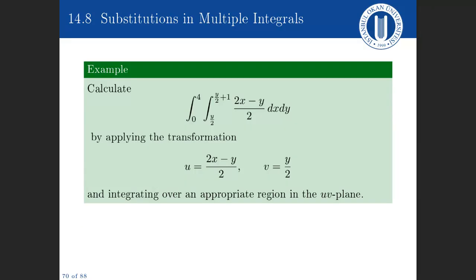So you might get questions like this. Calculate the integral from 0 to 4, integral from y over 2 to y over 2 plus 1 of 2x minus y over 2 dx dy by applying the coordinate transformation u is 2x minus y over 2, v is equal to y over 2, and integrating over an appropriate region in the uv plane.